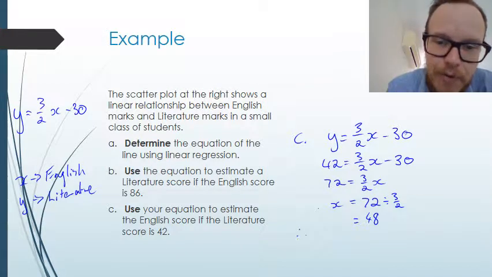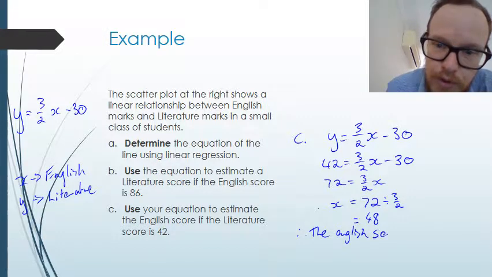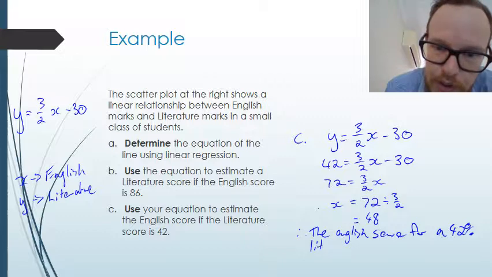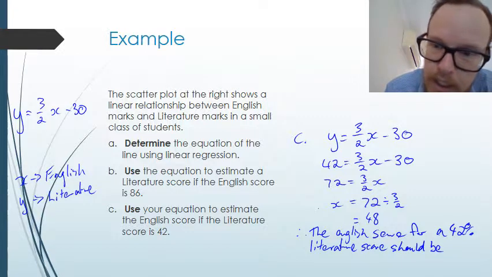So we can say, therefore, the English score for a 42% literature score should be 48%, sorry.